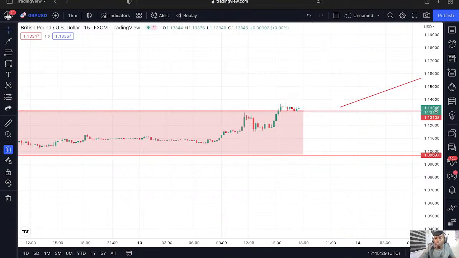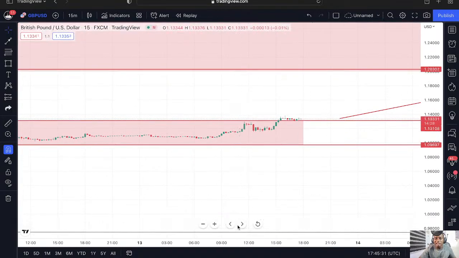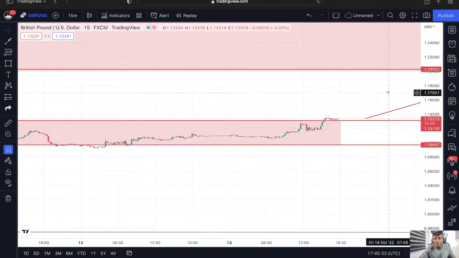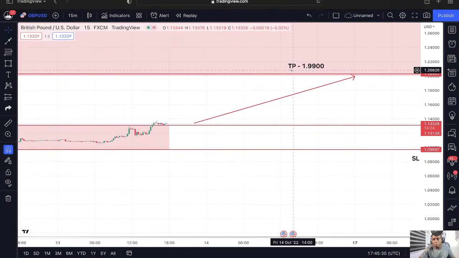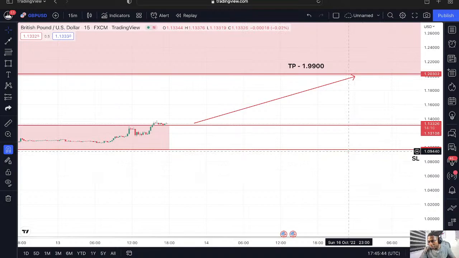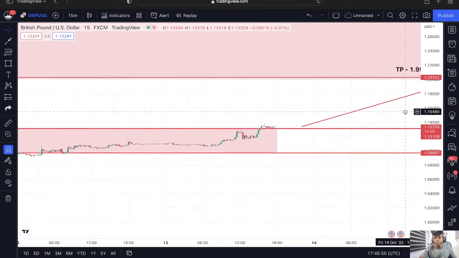At this point, if you are an intraday trader, I've already put the take profit level. When you buy here, you sell here, you take profit at this level. Okay, that is it.